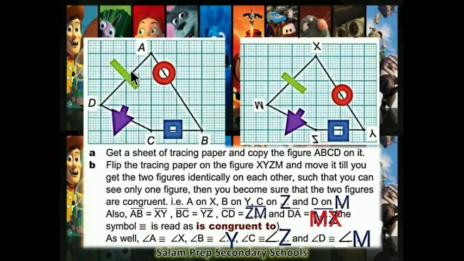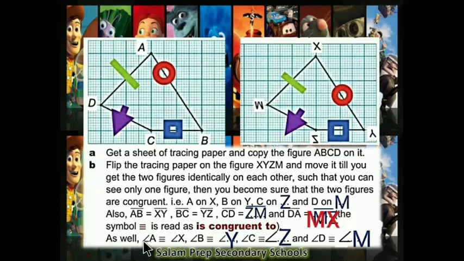So we can find the side AB equal to the side XY. The side BC equal to side YZ. The side CD equal to ZM. The side DA equal to the side MX. This symbol is read as "is congruent to."